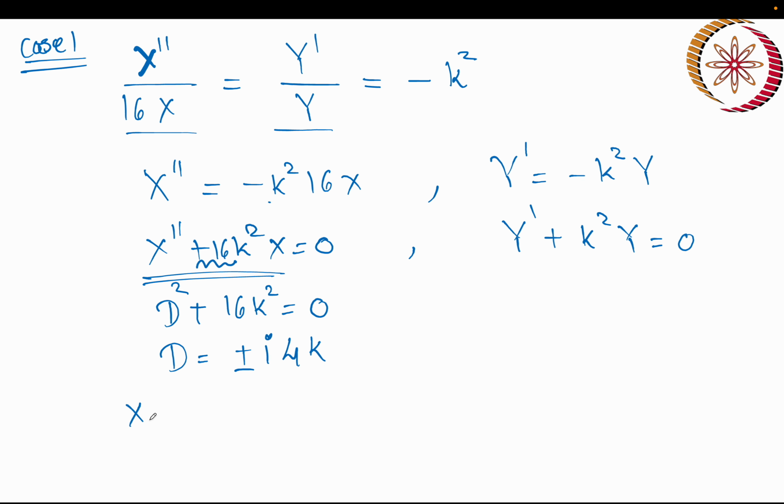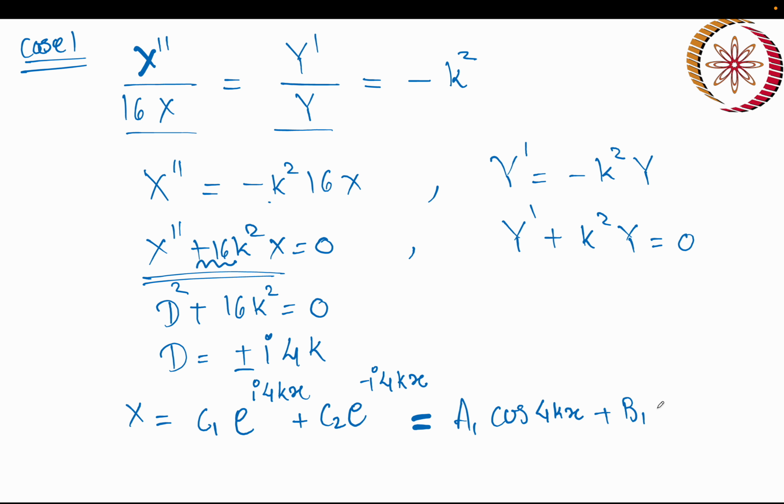Okay, so what we'll get is x is equal to c1 e raised to i4kx plus c2 e raised to minus i4kx. Okay, and these two terms we can write in terms of sine and cos. So eventually we'll get a1 into cos 4kx plus b1 sin 4kx. Okay, and so this one we got the solution for x.